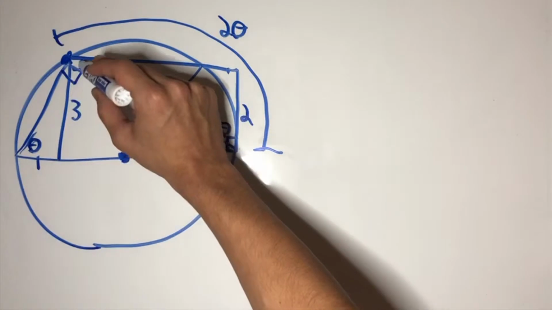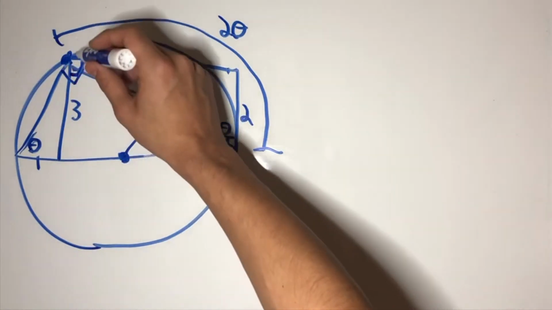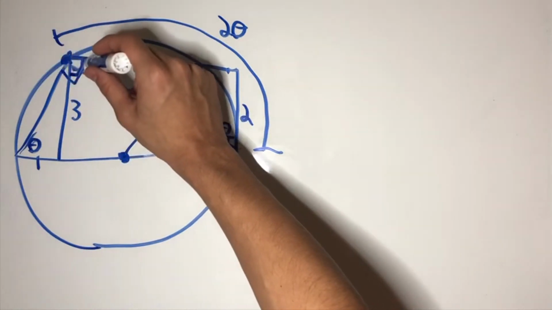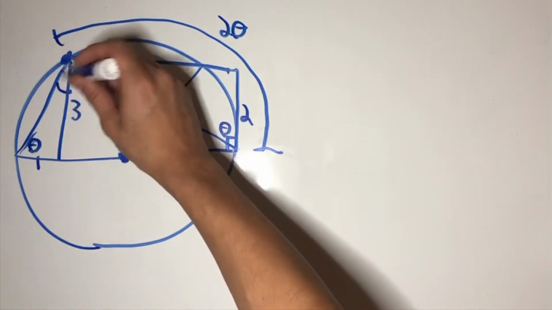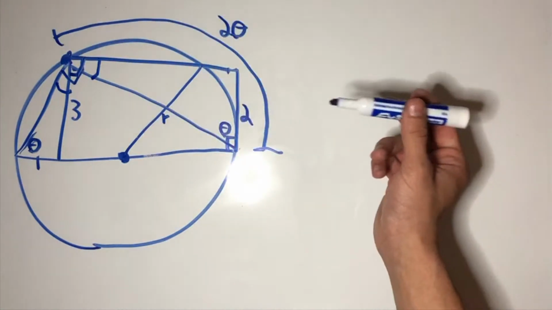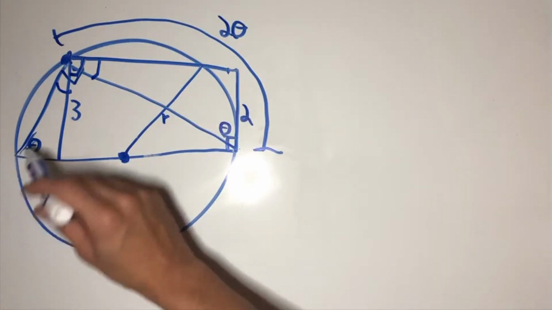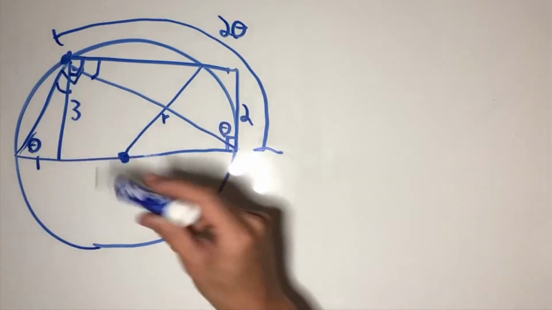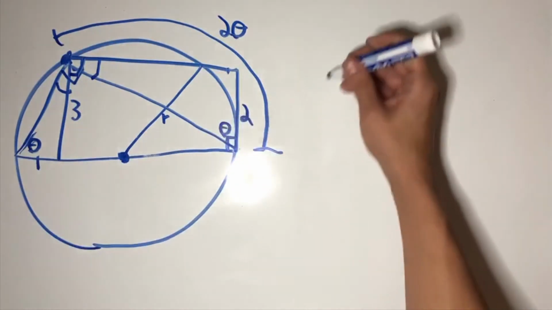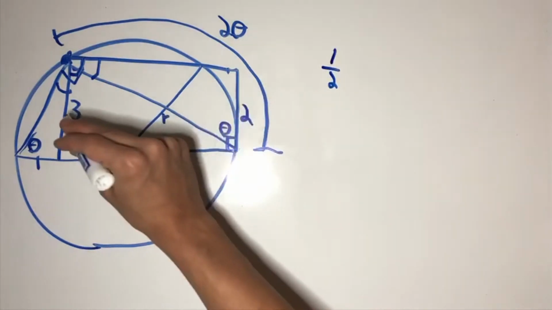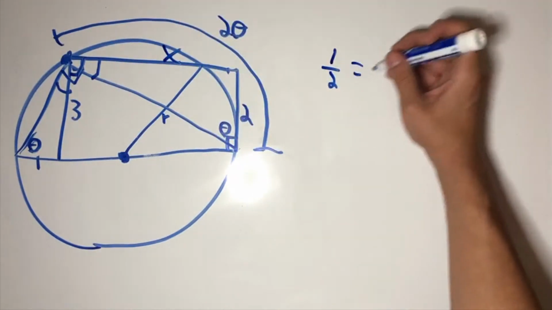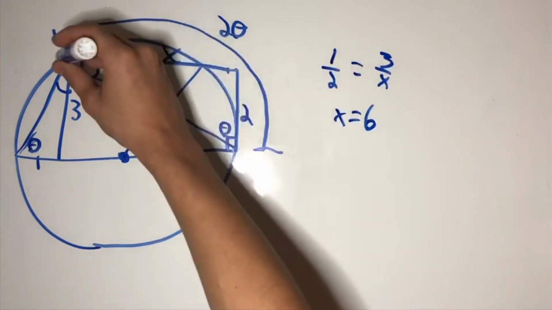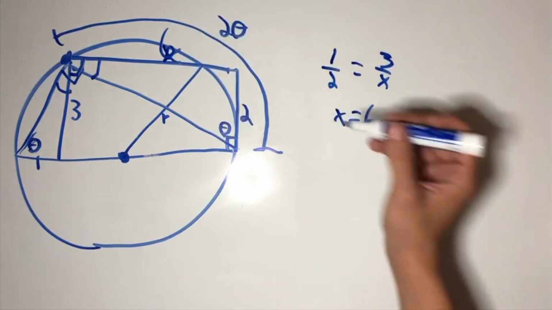This is a right angle overlapping another right angle. Because of this, we know that this middle angle is the same, then these two outer angles must also be the same. So we know that that is congruent to that. So we have similar triangles. This triangle is similar to this triangle by angle. So we have 1 over 2 is equal to 3 over x. So solving for x, we get that x is equal to 6. So we have this side length being 6.